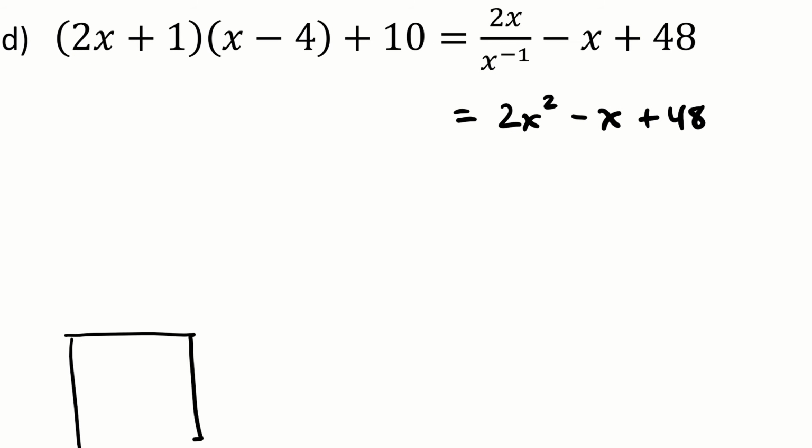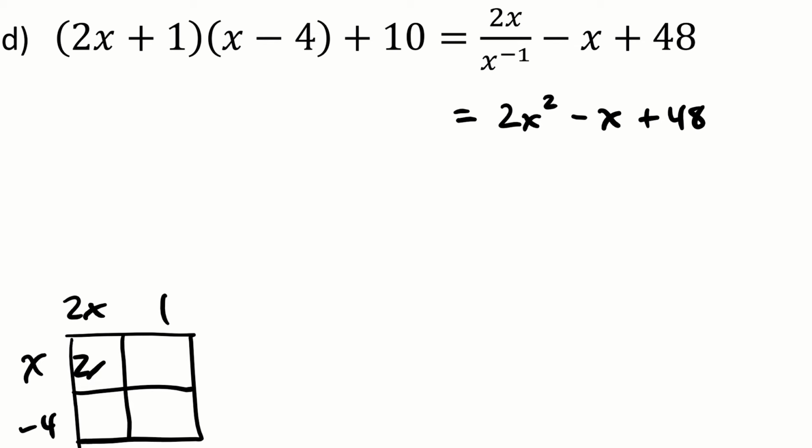Not entirely necessary, but I'm just going to draw a quick area model. I've got a 2x plus a 1, and I'm multiplying that by x and negative 4. When I put the pieces together in that upper left box, that's 2x squared. And then I've got an x, and then I've got negative 8x. That's the 2x times negative 4. And then I have negative 4. These two I can combine. Negative 8x and x is just negative 7x.